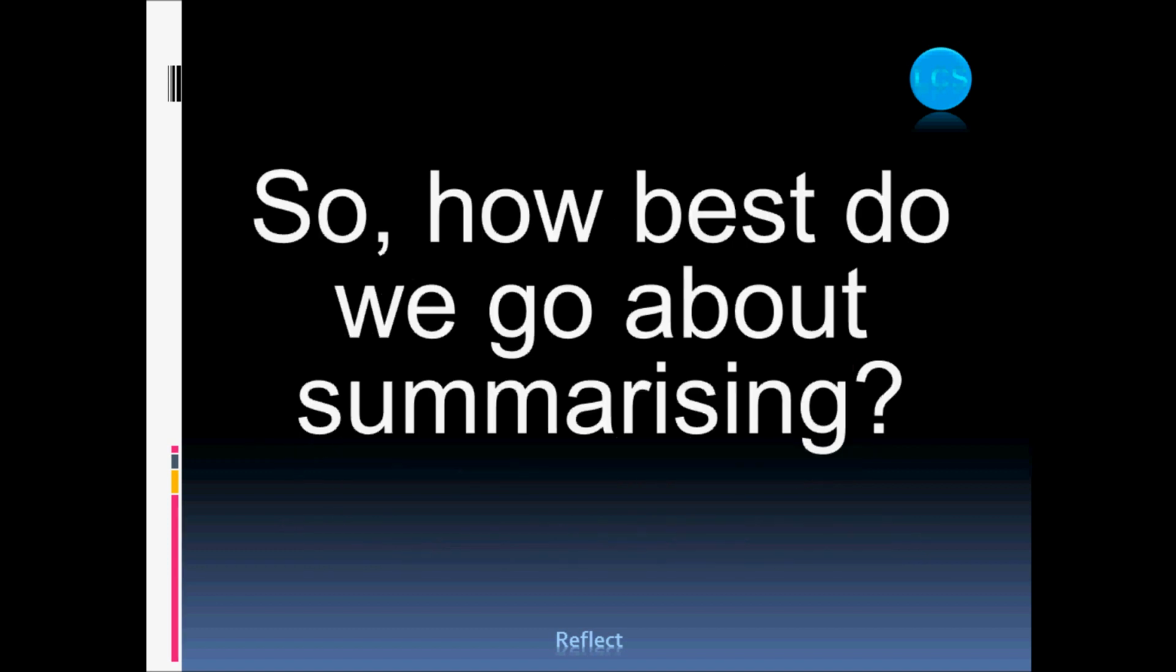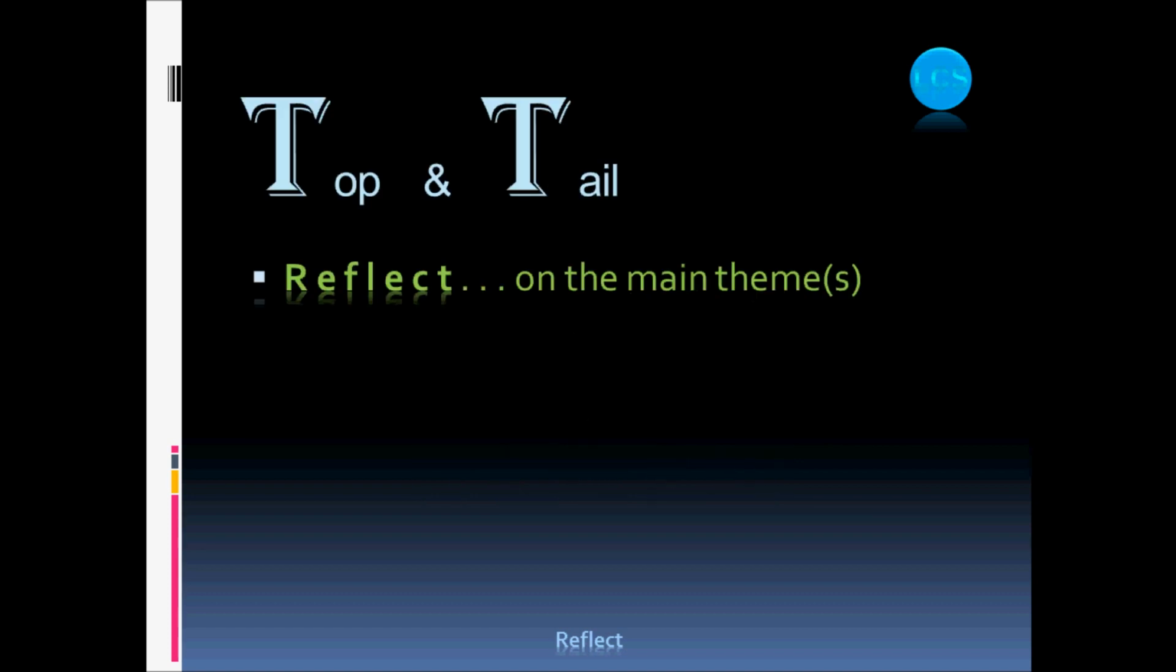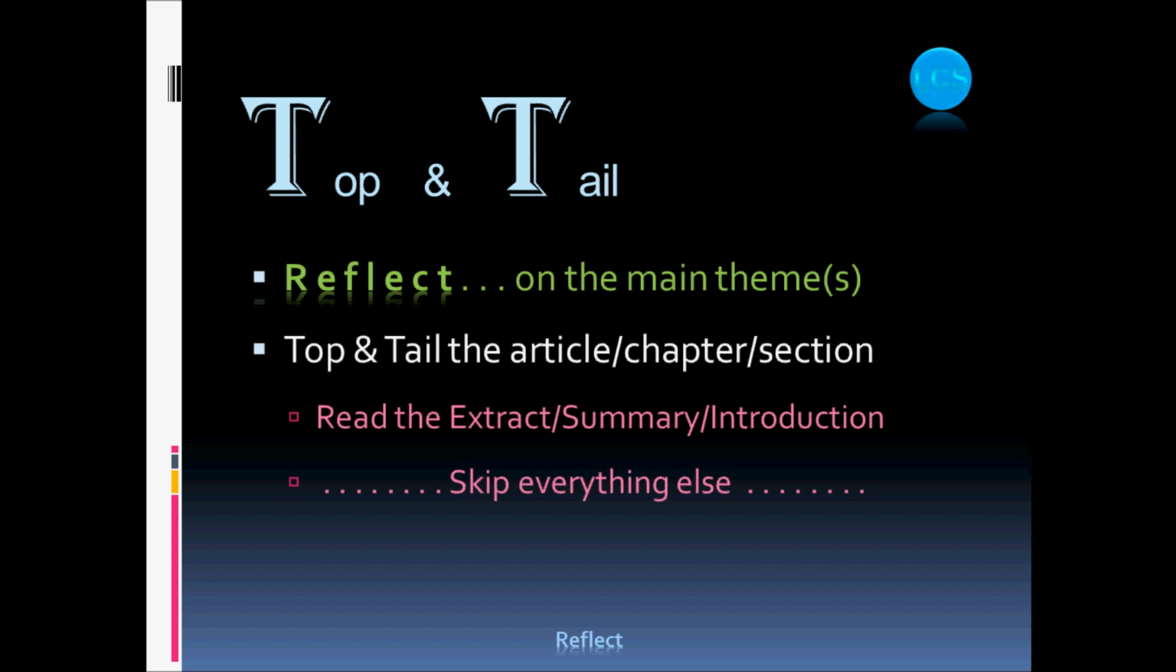So how best do we go about summarizing? I would recommend you try to apply the TT space method. Firstly, top and tail. What we're trying to do here is to reflect on the main theme or themes in the text. Remember, you're dealing here with the entire text. So you top and tail the article, chapter, or section that is relevant to your research. How do you do that? Well, you read the extract, the summary, or the introduction at the beginning of the article, and then you skip everything else. You go directly to the conclusion at the back.